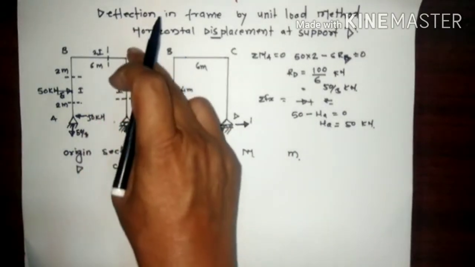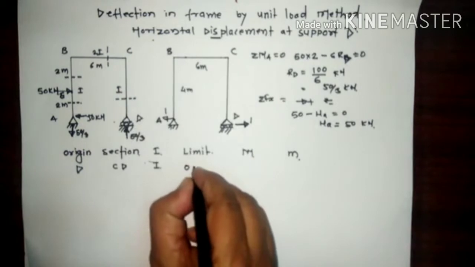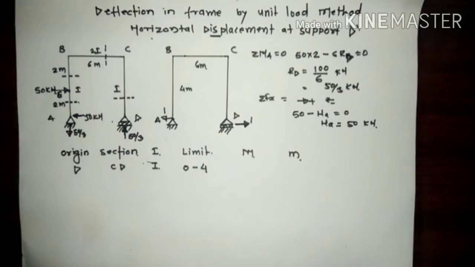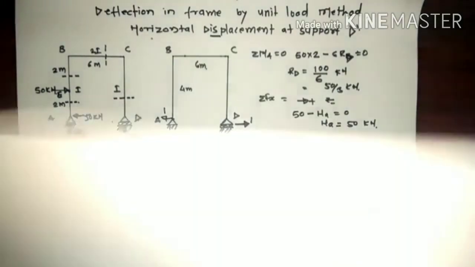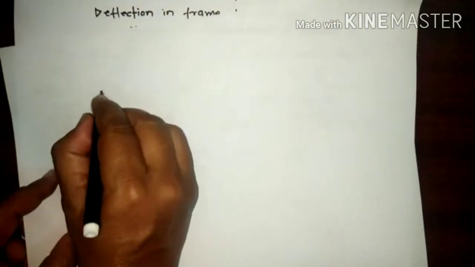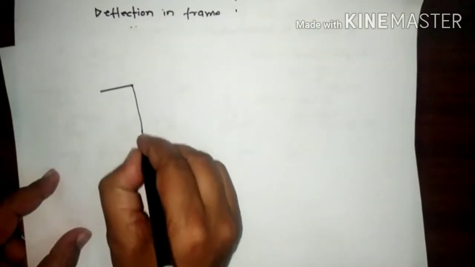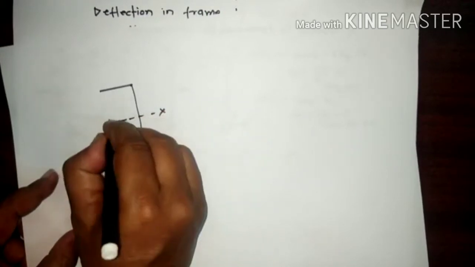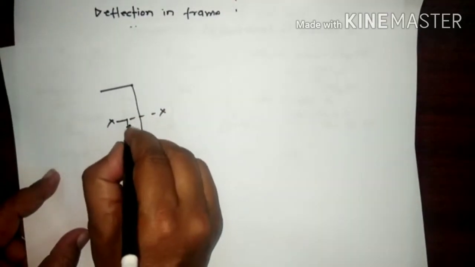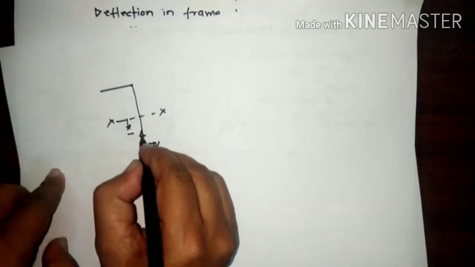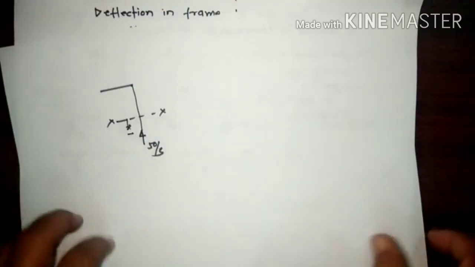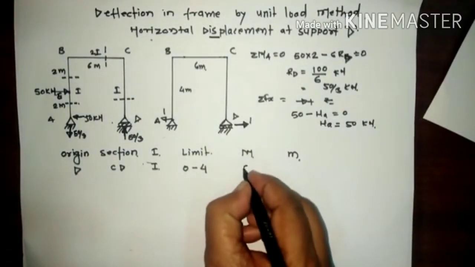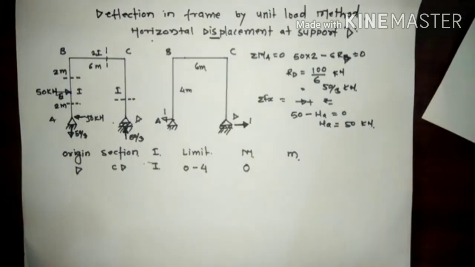4 because this distance is 4 meters. So 0 to 4. Now here the bending moment. Now we know this is our frame and here is a vertical reaction 50 by 3 and this is our section XX. This distance is X. So this force is an axial force. This is why it doesn't produce any bending moment. So here the bending moment is 0.